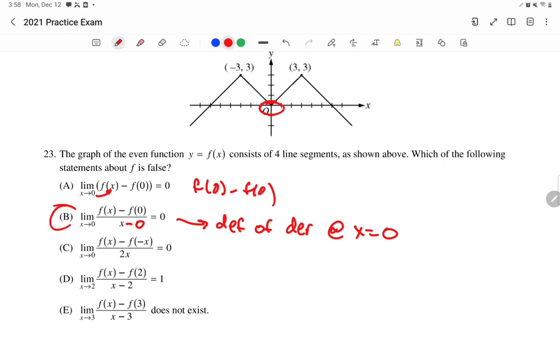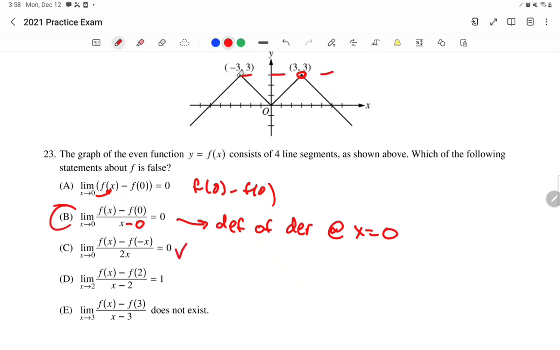When I look at the other ones, the limit is f of x minus f of negative x. So this would be f of x minus f of negative x over x minus negative x. This would be the average rate of change between a positive x and a negative x. Well, this graph is symmetrical, so that is true.